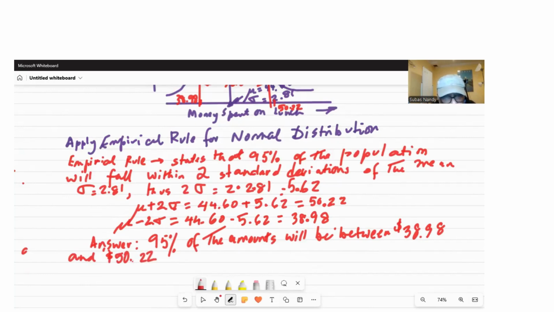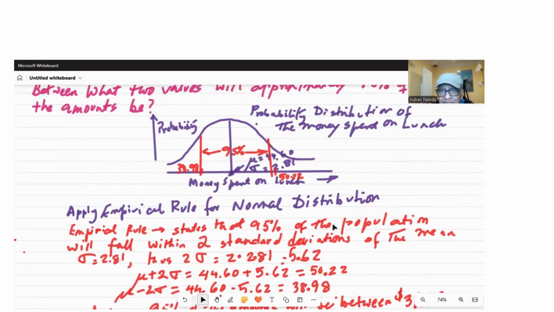I will stop here today. I will summarize what I did before I go. Basically, they said the money spent on lunch is normally distributed with a mean of 44.60 and a standard deviation of 2.81. Normally distributed means a bell-shaped curve with the peak at the center where the relative frequency or probability is highest. This is the bell-shaped curve, the probability distribution of the money spent on lunch. We are required to find out between which two values 95% of the population will fall.